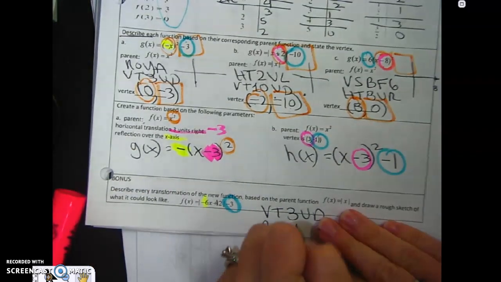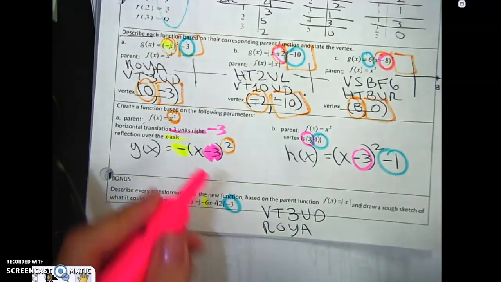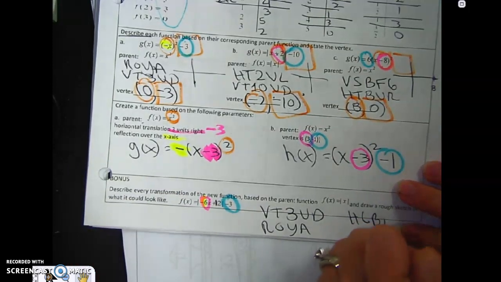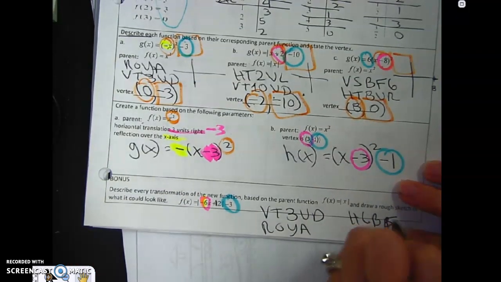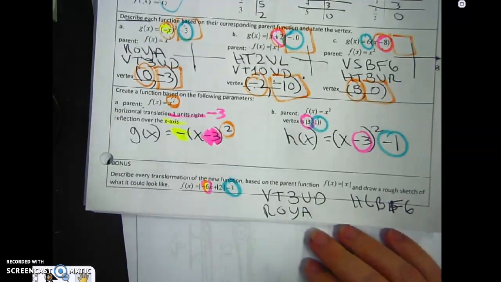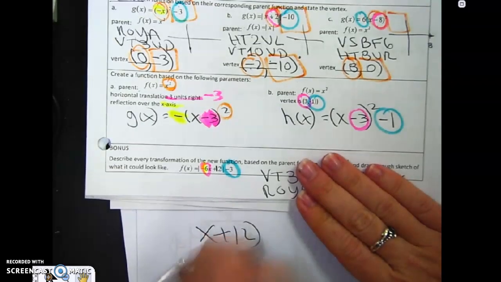That's a reflection over the y-axis. The 6 will not be bonus. Horizontal compression by a factor of 6. But here's the part that's going to be bonus. If you remember what I said when we first learned about transformations, if you just have this, then it's a horizontal translation, 12 units left.